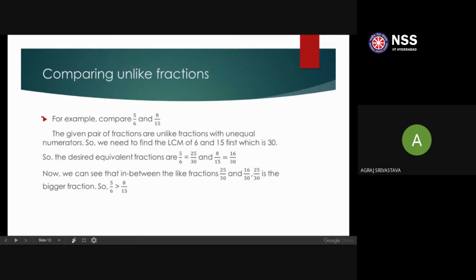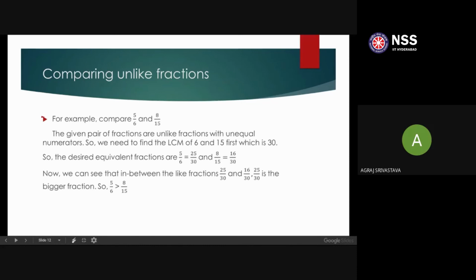So to compare 5 by 6 and 8 by 15, we would take the LCM of 6 and 15. The LCM of 6 and 15 is 30, and you can check that on your own time. And to get 5 by 6 to the denominator of 30, we multiply both 5 and 6 with the coefficient 5, which gives us the final fraction of 25 by 30. And for 8 by 15 to get to a point where its denominator is 30, you multiply both numerator and denominator by 2, and it equates to a fraction of 16 by 30.